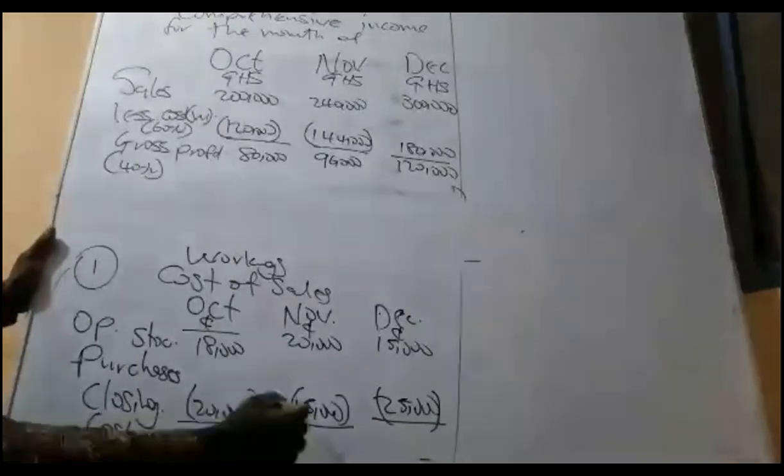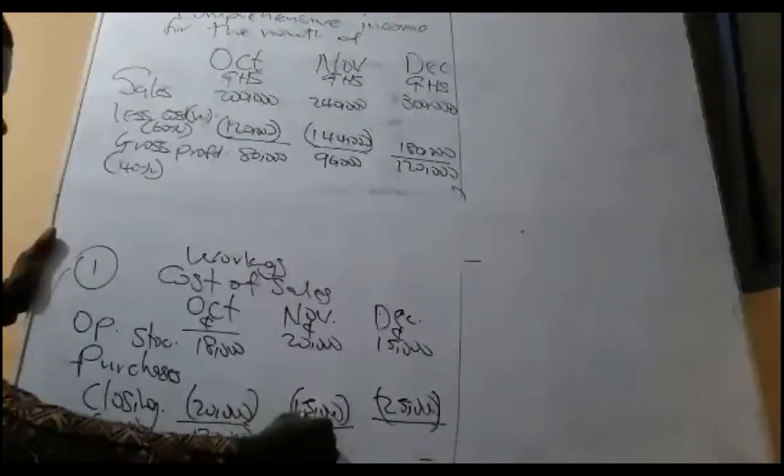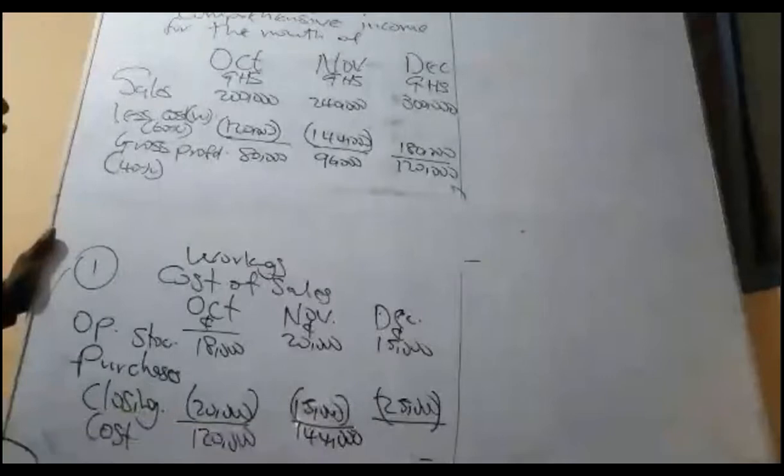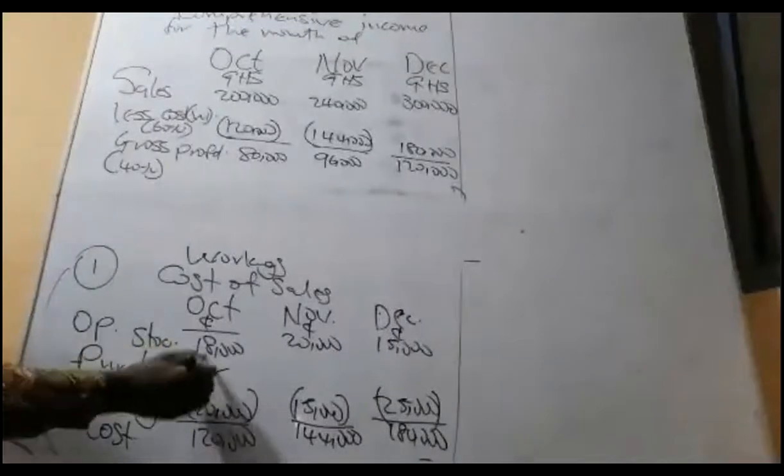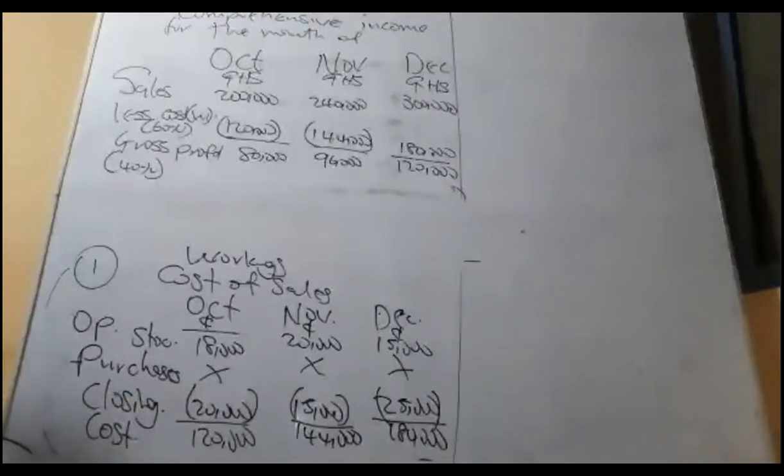For November it is 144,000, and then 180,000. So the question is this: this one is a missing figure. Let's find it. It's a balancing figure. What should I add to 18 so that when I take 20,000 from it, I'll get 120,000? That is it. You're looking for it, and it's a balancing figure.